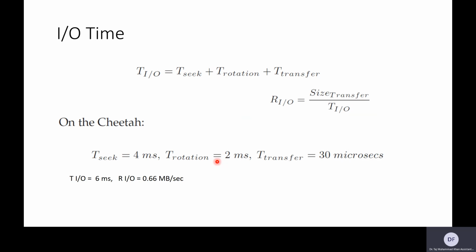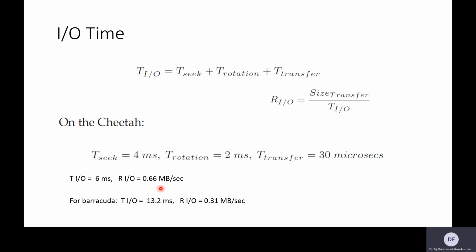So the total I/O time is approximately 6 milliseconds, and if we calculate the transfer size divided by the time it took for that transfer, it will give you the rate of I/O for that transfer. If it was a 4 kilobyte transfer, we divide by 6 milliseconds, and it gives us 0.66 MB per second of transfer rate for this particular transfer.